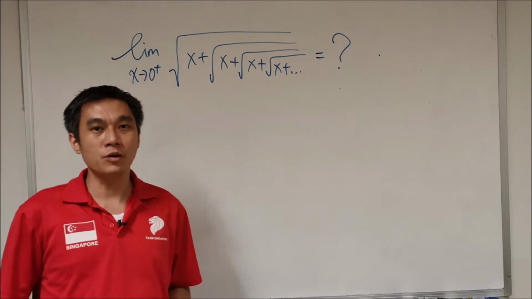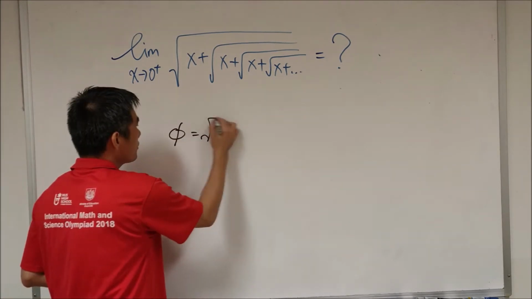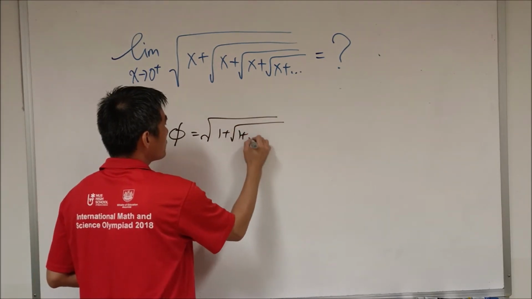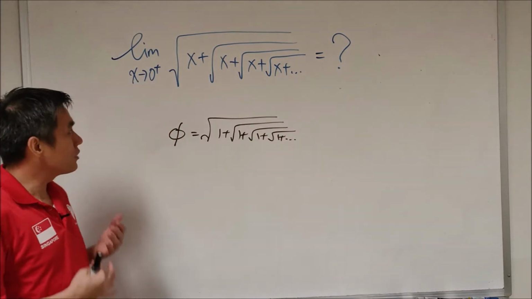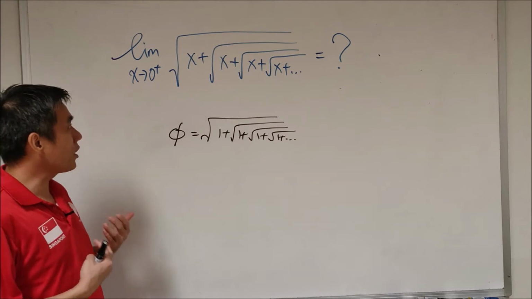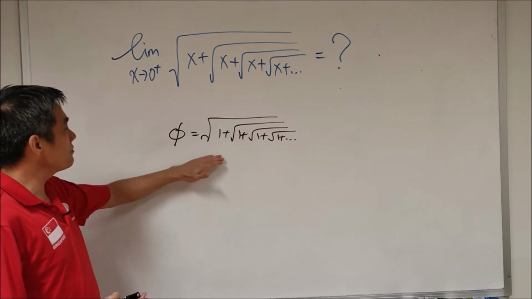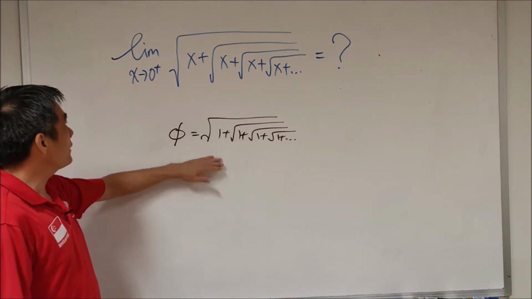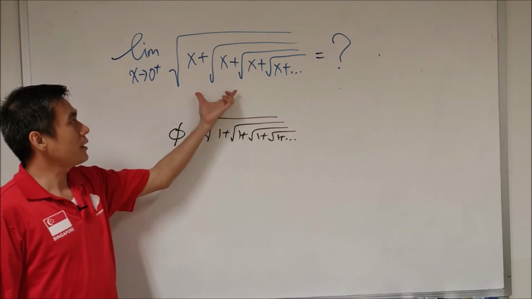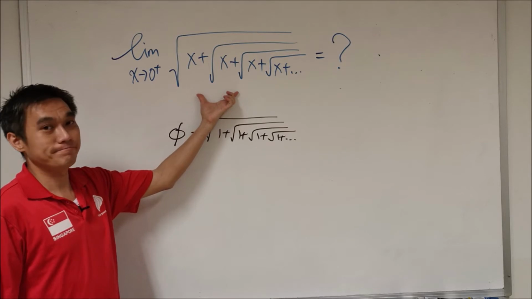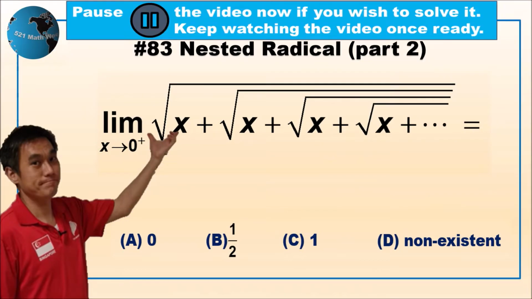In the previous video, we mentioned the golden ratio phi: the square root of 1 plus the square root of 1 plus the square root of 1 plus the square root of 1 plus, and so on and so forth. In today's video, we are going to consider something similar to phi, whereby this x tends to 0 from the positive side. Then, what is this limit? Pause the video now if you wish to solve it. Keep watching the video once ready.